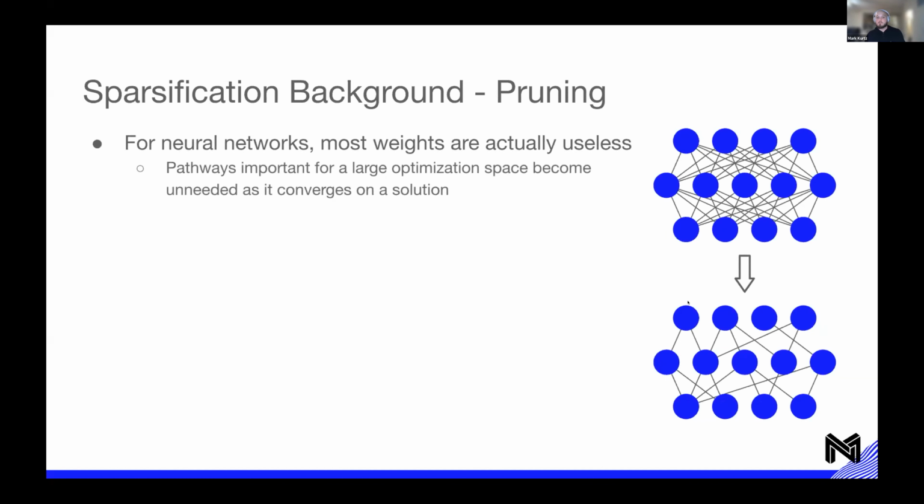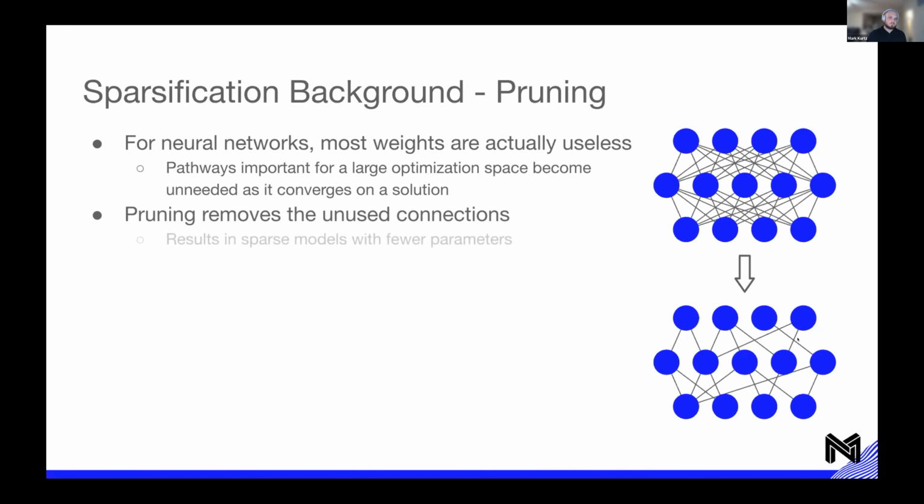The pathways that were important for a large optimization space as we were training, we want to be able to explore a really large optimization space so we can hopefully converge to a really good solution. Those become unneeded as it converges. You can think of it as we're going down this loss surface, and we're just removing the pathways that we didn't use to get to the point that we're at. So pruning is removing the unused connections, and that's what we see here. All these connections that were removed, these were the unused ones. And this results in sparse models with fewer parameters. So overall, we need less compute and storage for the model.